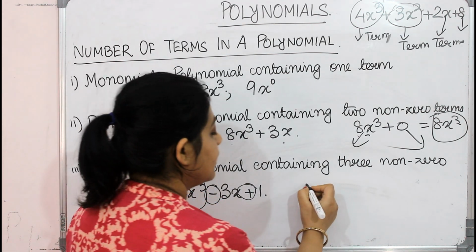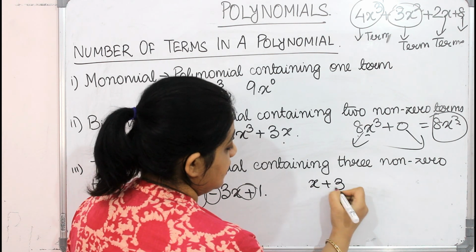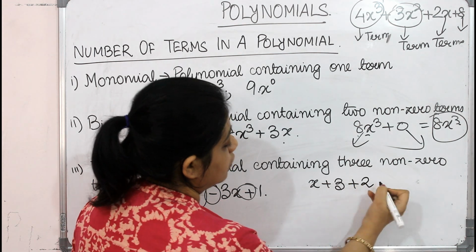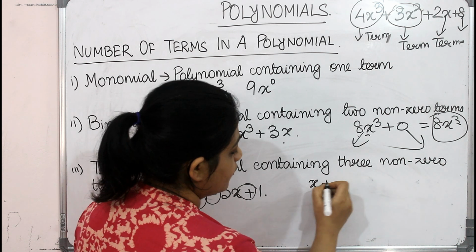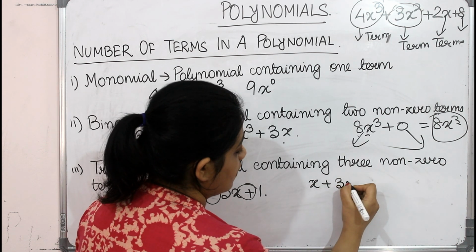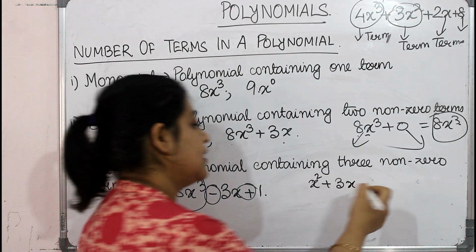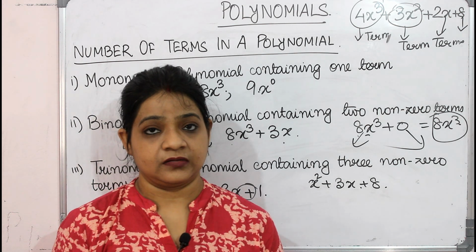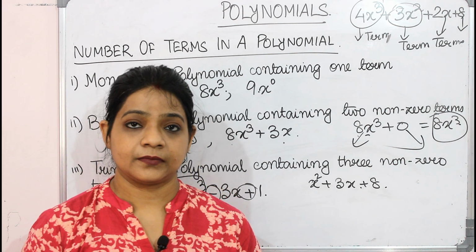Another example, x plus 3 plus 2, no, not this one, it will again become a single term. Suppose x square plus 3x plus 8. So this is also a trinomial expression, since it consists of three terms.